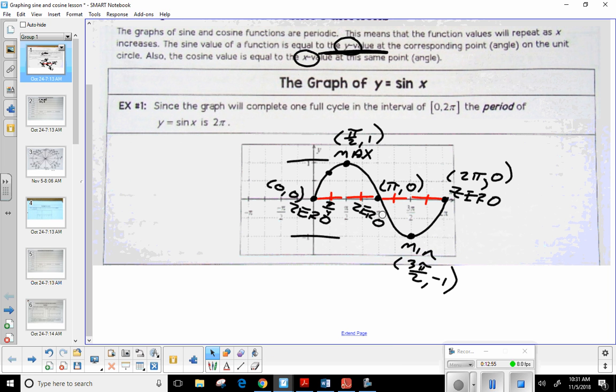Your next intercept is at pi, then 2 pi. Then what do you think the next one would be? 3 pi, 4 pi, and it's going to continue. What if you were to go clockwise? -pi, -2 pi. So basically I'm looking for a what?